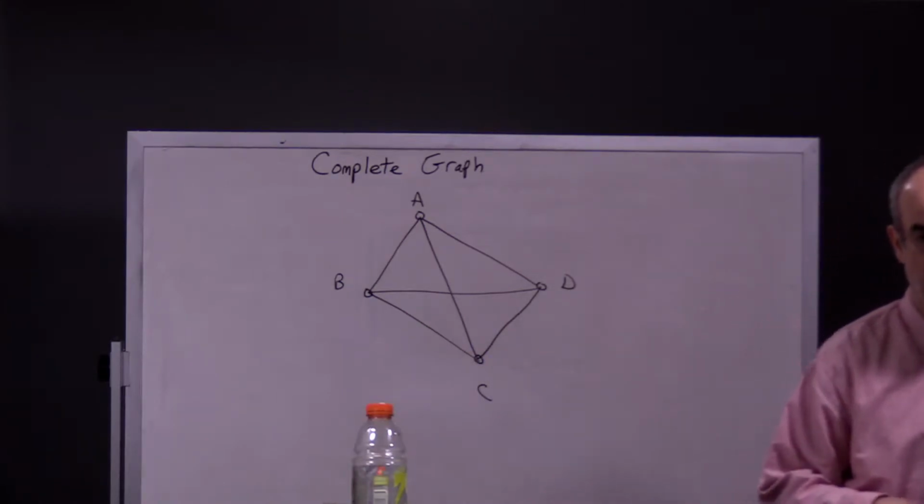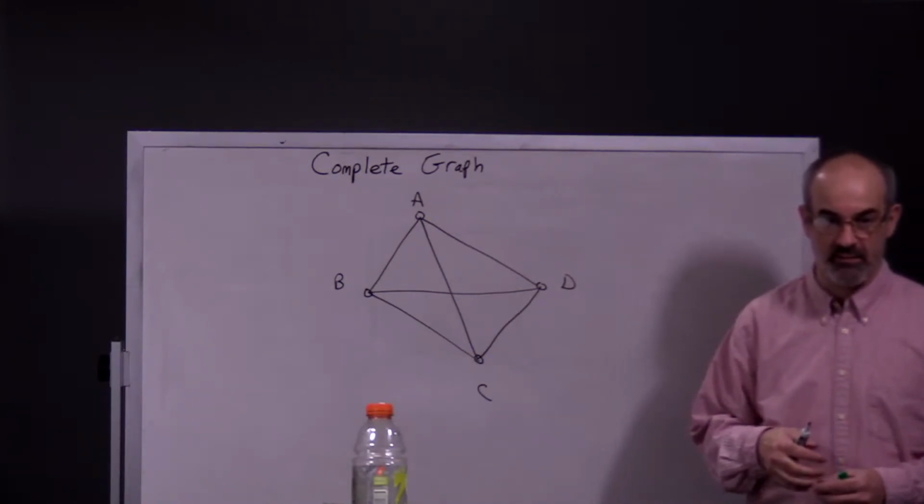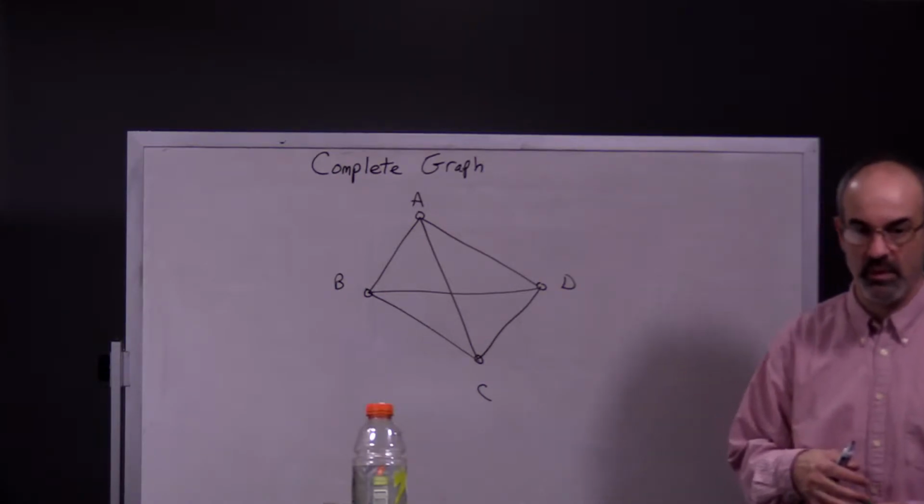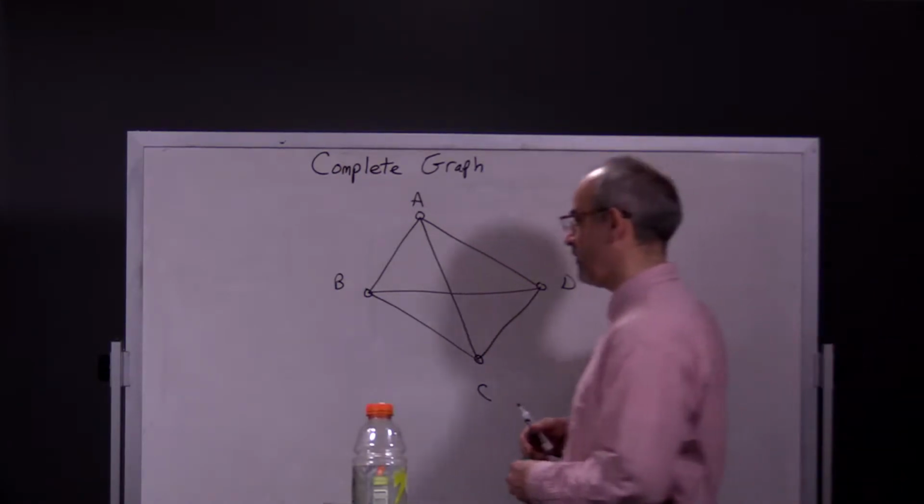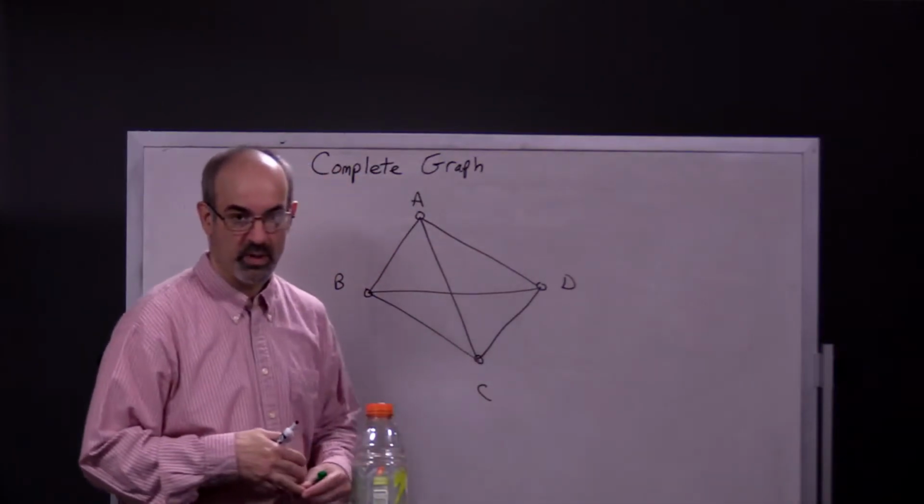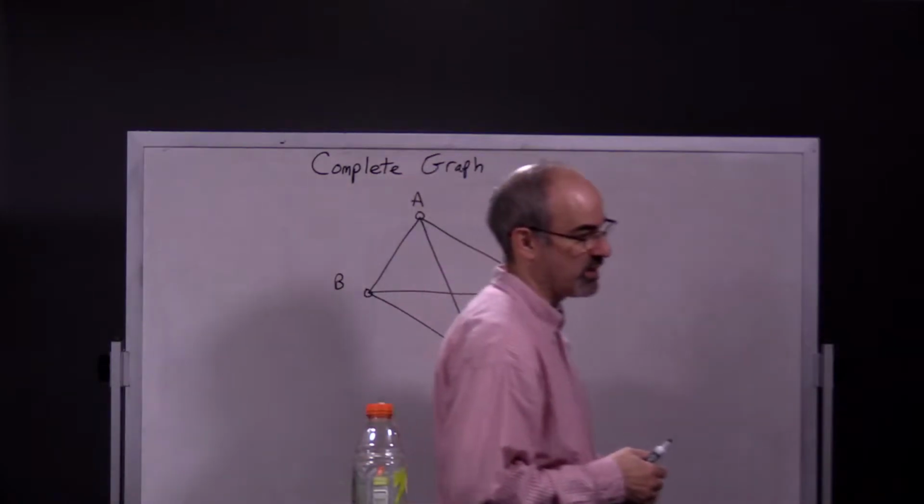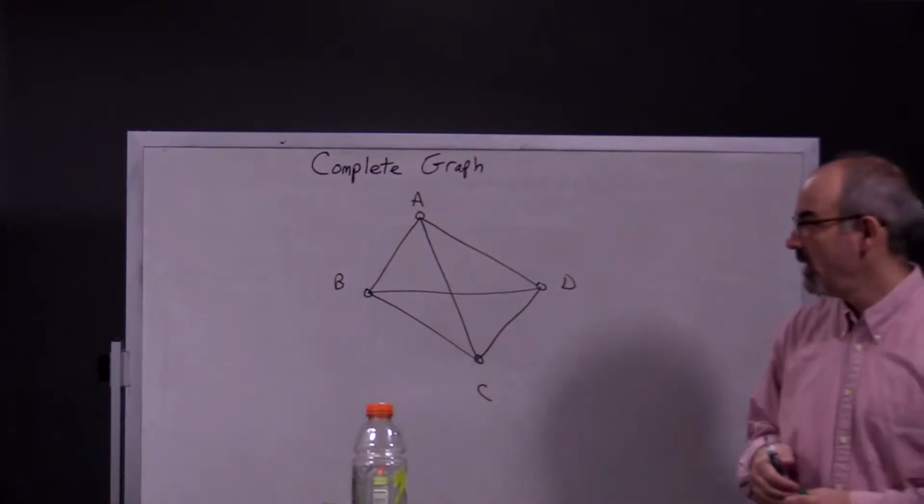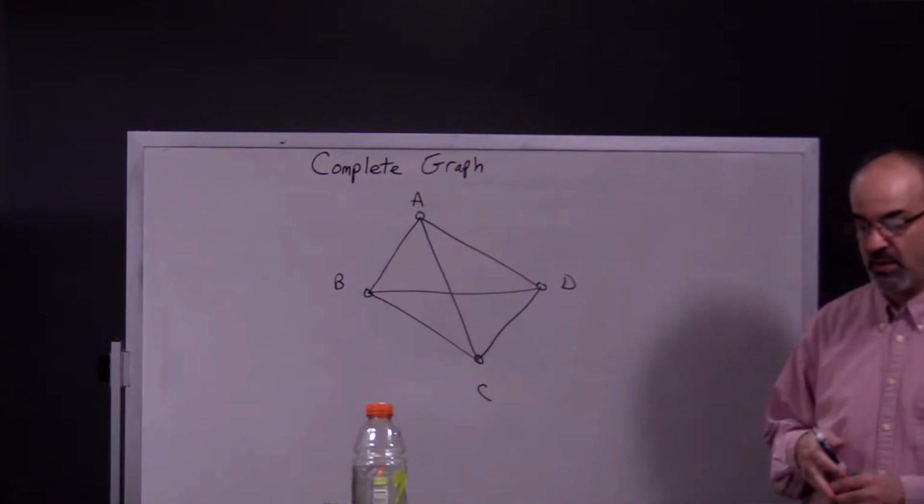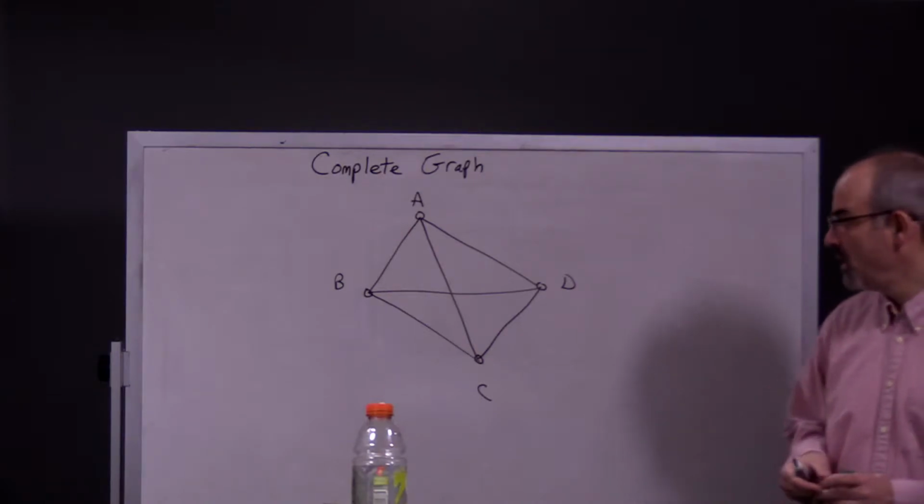Notice when you have a complete graph like this, you're always going to have a Hamilton circuit in the graph. Okay? And if you have a Hamilton circuit, you're also going to have Hamilton paths. So all these graphs are going to have Hamilton circuits and Hamilton paths.